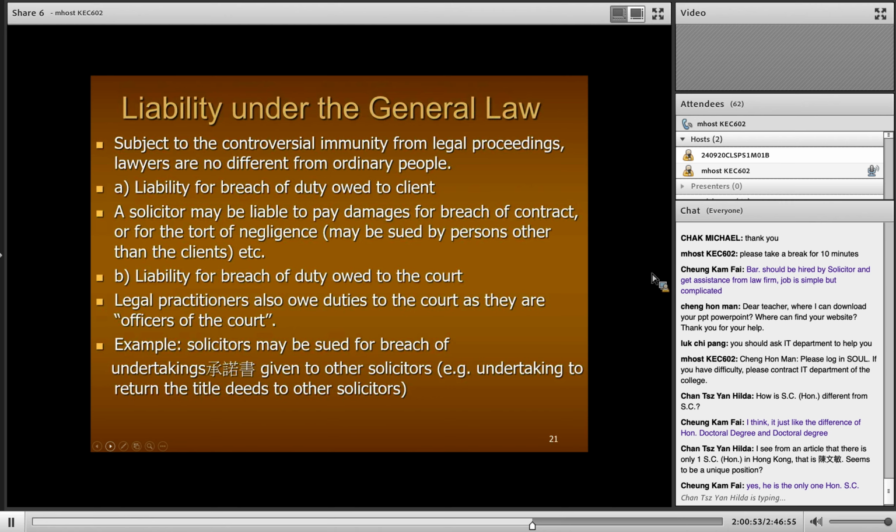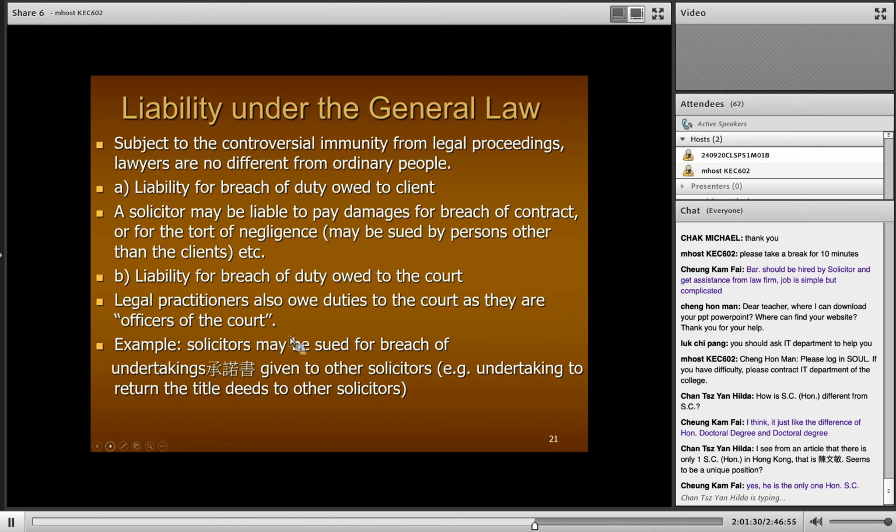The first is liability under the general law. There will be breach of duty owed to the client. The service provided by the lawyer is in fact already a contract. So the solicitor firm and the client already have a contractual relationship. And if they owe a duty to the client and they breach the duty, they have to pay damages for breach of contract or for negligence. Also, lawyers owe a duty of care to the court, so they may be punished by the court.